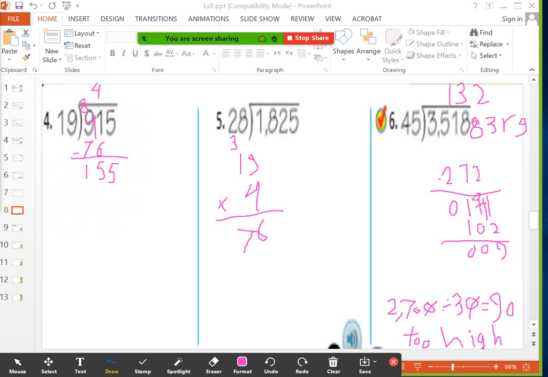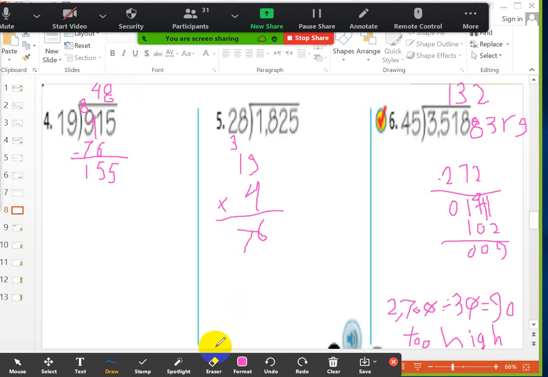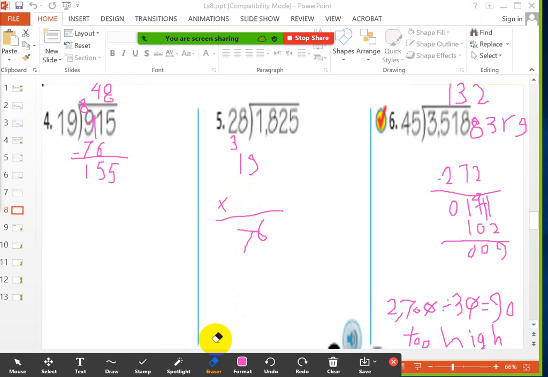Who will tell me how many 19s in 155? How many 19s in 155? I think it's between 7 and 8. But what do you think? 7 or 8? It's between 7 and 8. Thank you, girls. Thank you. It will be 8. So let's multiply 8 with what? With 19 to find the answer.